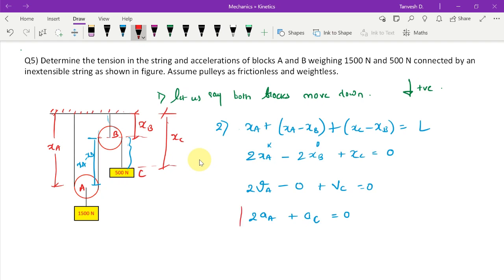So from this equation, what we are actually understanding is that 2aA is equal to minus aC. So the acceleration of C is going to be, first of all, from the sign we understand that the acceleration of C is going to be the reverse of the acceleration of A. That is, if A is moving down, then C will move up. If A is moving up, then C will move down. Second thing, we understand that the acceleration of C is going to be twice the acceleration of A. Okay, this is what we understand from this equation. So fine, this one equation we have set.